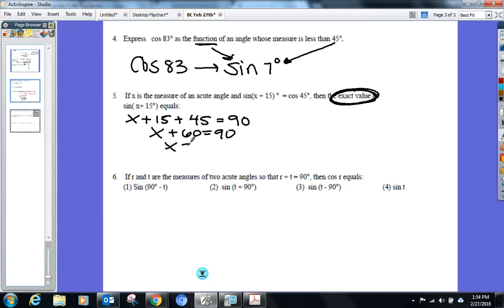30, okay. What do we need to find the value of? Sine of. We need to find what sine of. Well, what did we just find for x? Okay, plug it in. What are we looking for? The sine of. Okay, here's the point right now. Go ahead, go to your calc.